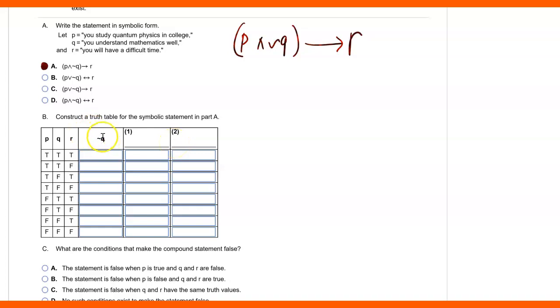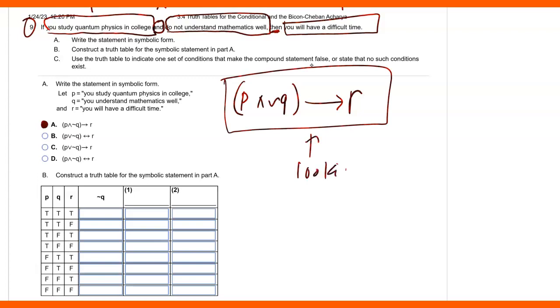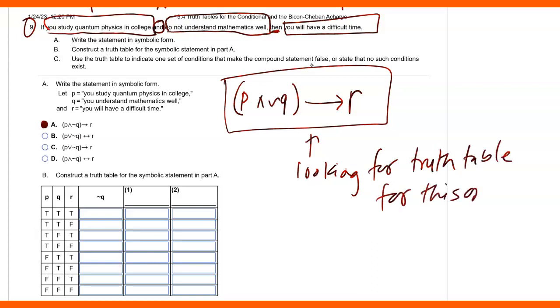Now, the next column you're looking for is Q. No, sorry, not Q. Why? Because you're looking for the truth table for this one. Therefore, you have to find the truth value for the left side before the arrow, and the truth value for after the arrow. To find this truth value, you have to find not Q. Therefore, not Q column here.